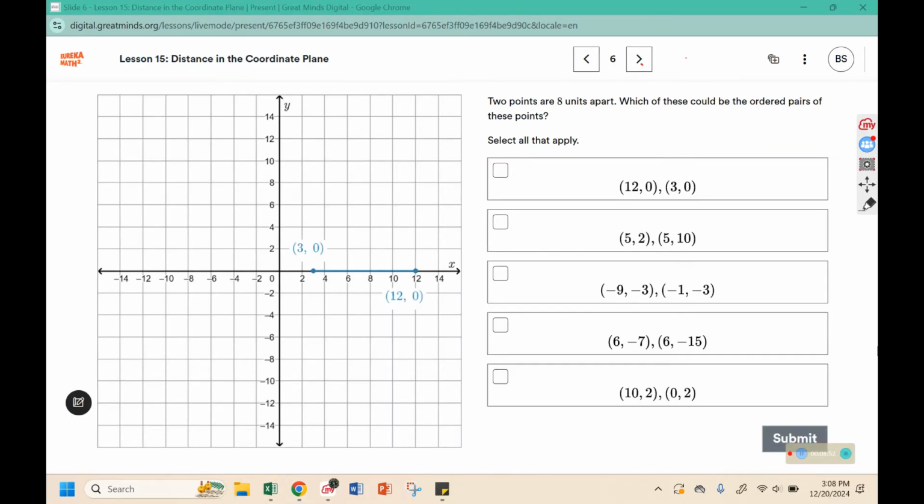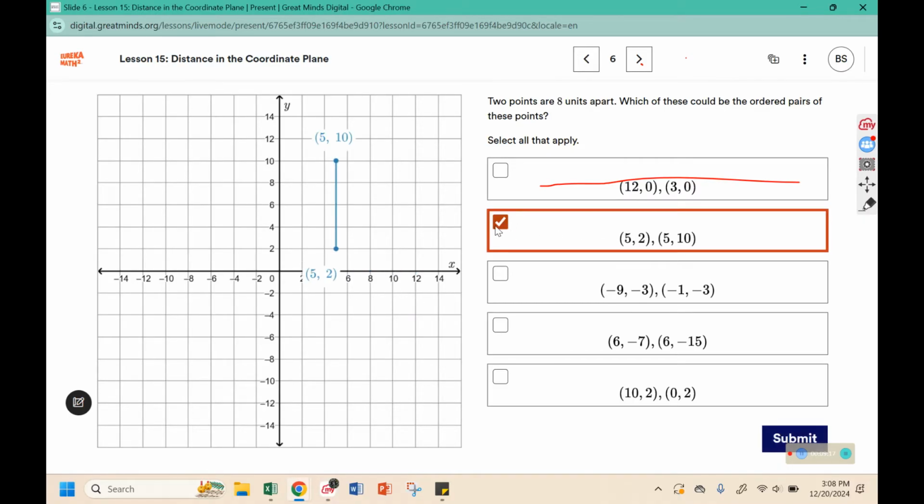Two points are 8 units apart. Which of these could be ordered pairs of these points? So these, they have the 0 that matches. 12 minus 3 would give us 9, but not 8. So we'll cross that one off. The 5s here match, and the absolute value of 10 minus the absolute value of 2 would give us 8, so that one could work.